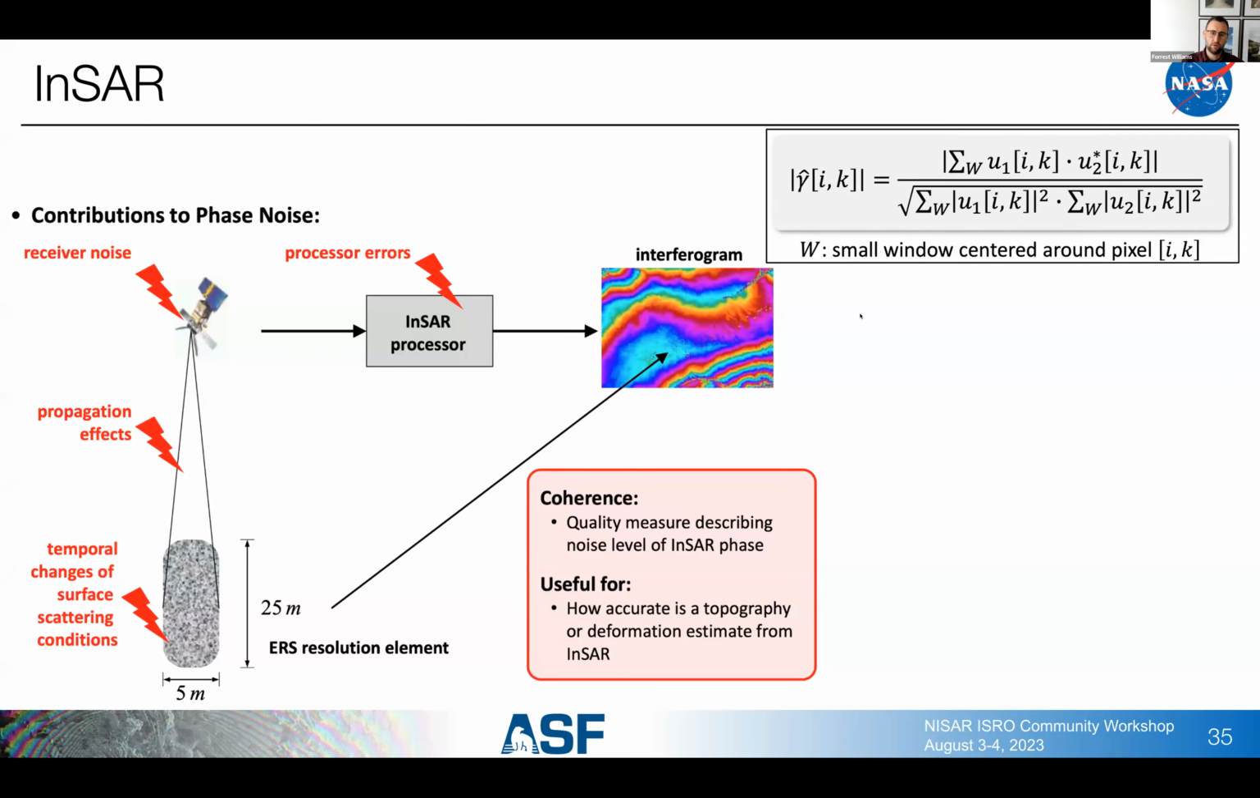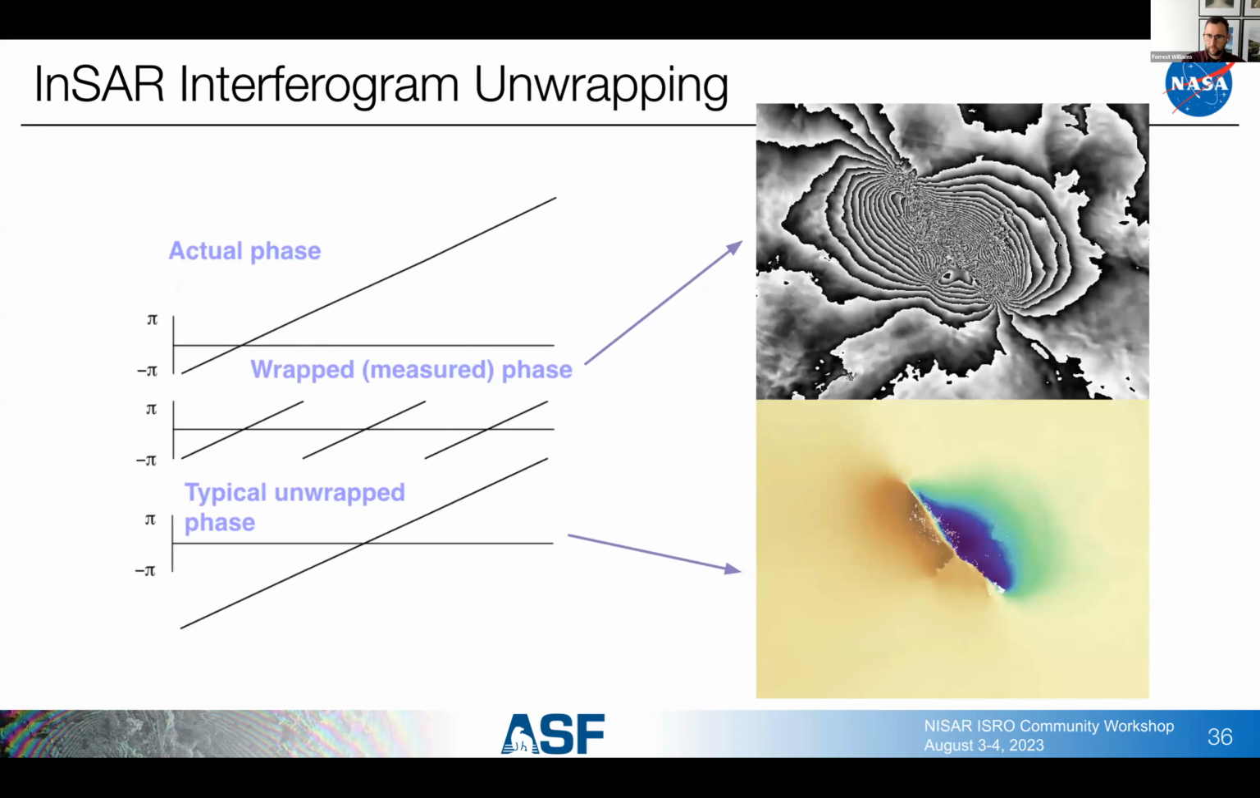And it's very important when you're doing analyses to always pay attention to what the coherence is in the area that you're working, because in general, you should be very cautious when making interpretations of interferometric data if the coherence is very low in that area. And when we go on to actually discuss time series InSAR, we'll look at different ways that we can make sure that we're only including high quality, high coherence data in our analyses.